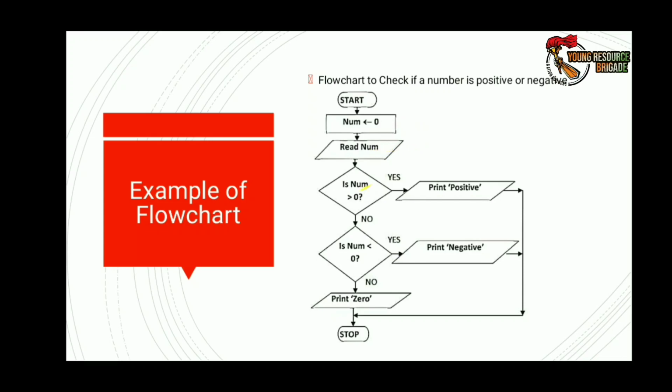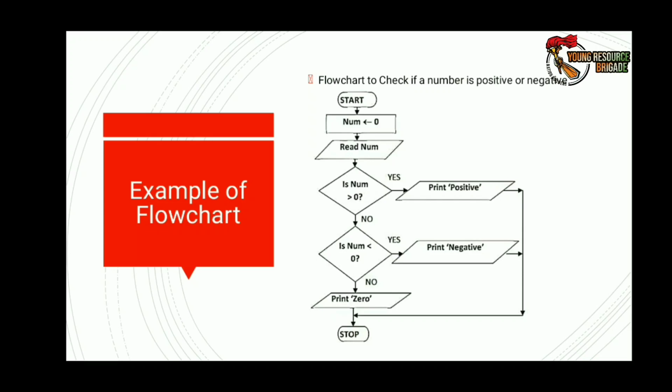Then a decision takes place. We compare the number with 0, and two alternatives are found: the number is greater than 0 or it is less than 0. If the number is greater than 0, then print the number is positive, and by the flow line we go directly to stop. Means if the number is greater than 0, the number is positive and our process is over, then stop.